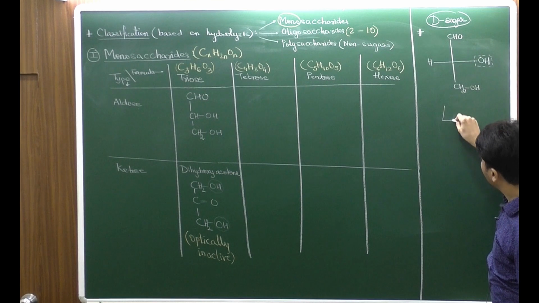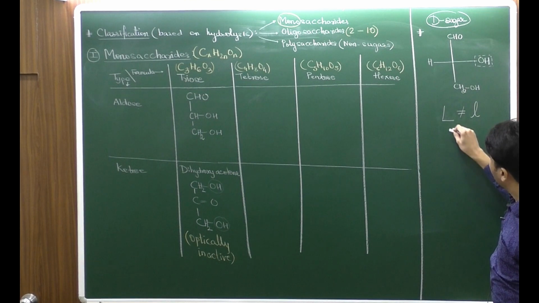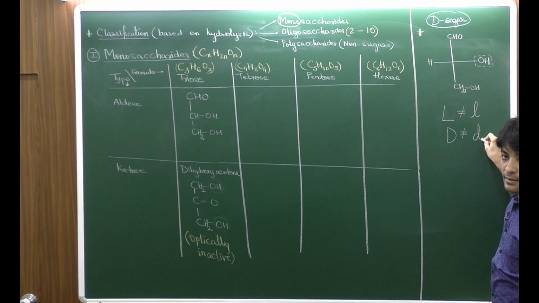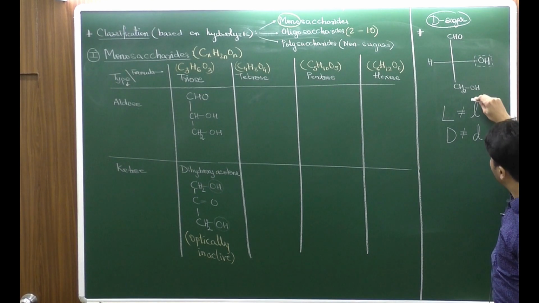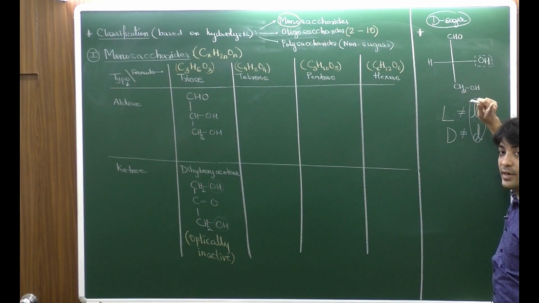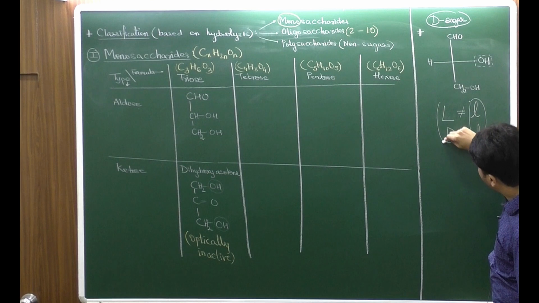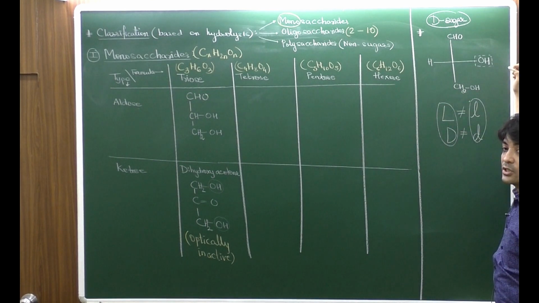And capital L is not equal to small l, nor is capital D equal to small d. Is that very clear? This small d, small l notation indicates its behavior towards PPL. This capital D, L indicates the position of OH on the second last carbon or bottom से first chiral carbon. ठीक है? So glucose will be an L sugar, right? Because except for that one OH, it's a D sugar.